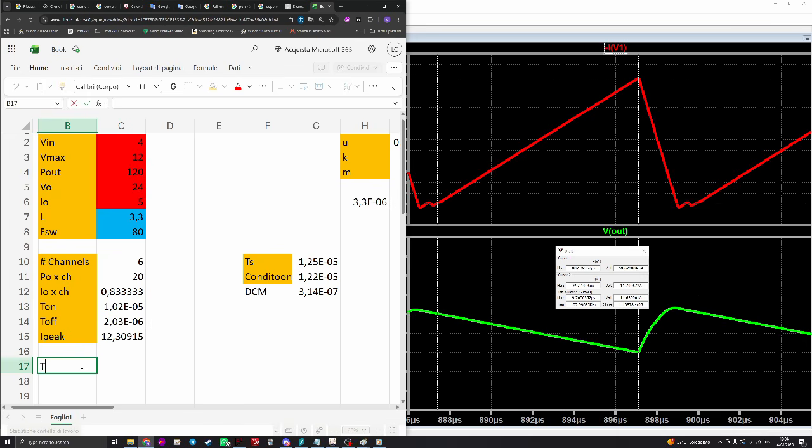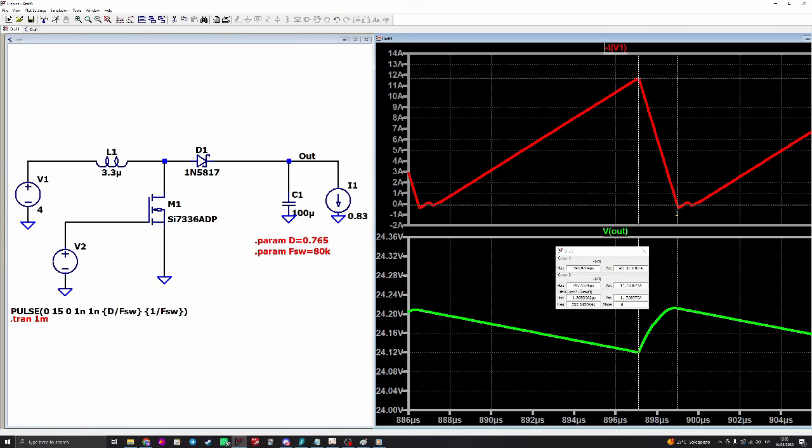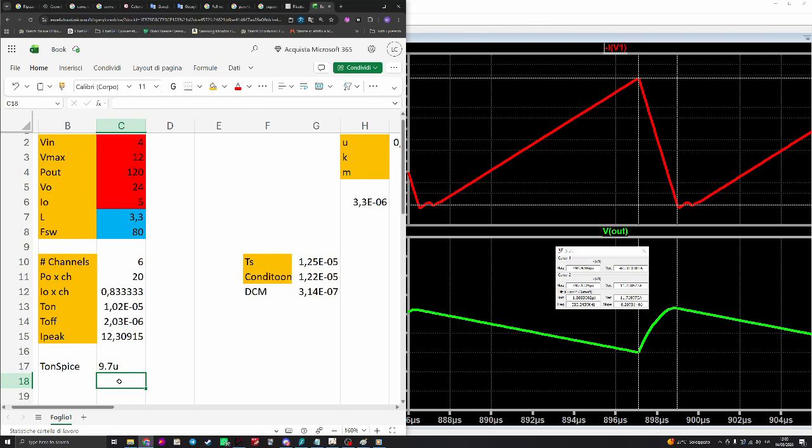So let's write T on spice, it's 9.7 microseconds, and the T off spice is 1.8 microseconds. Here is basically 10. So we have a reasonable discrepancy, I say. T off spice is 1.8 times u. And this is 9.7 times u.